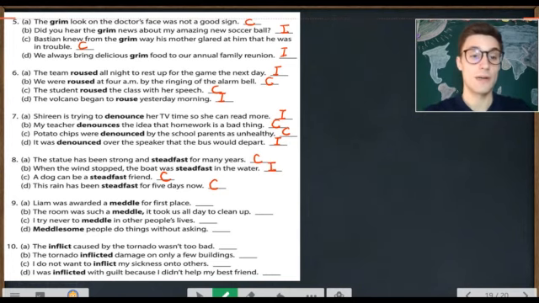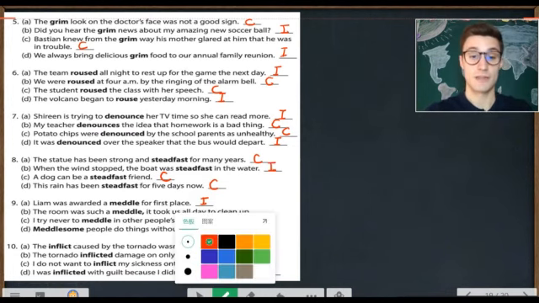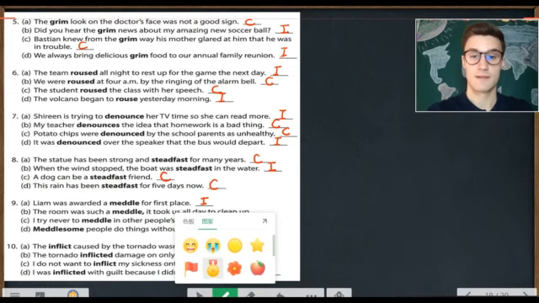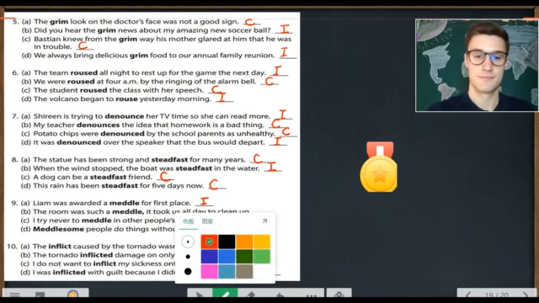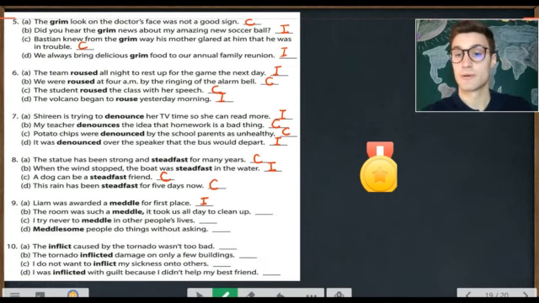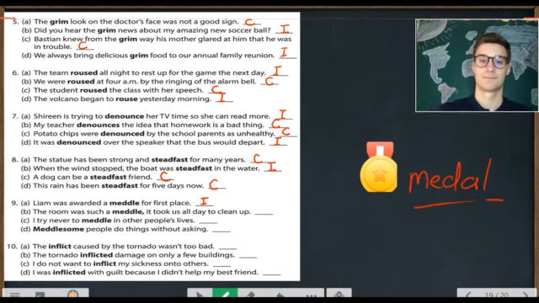Liam was awarded a medal for first place. Medal. Incorrect. It's not correct. So a medal that you get like this is spelled medal. So that's why it's incorrect. Sounds the same, but you spell it differently, with different meanings.